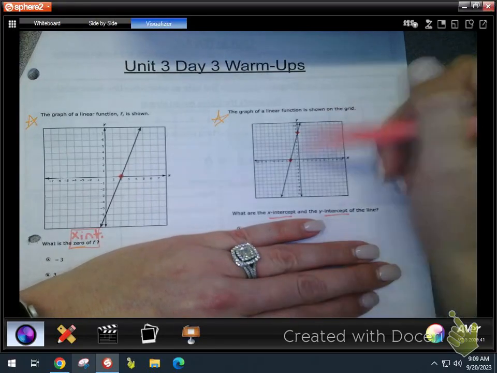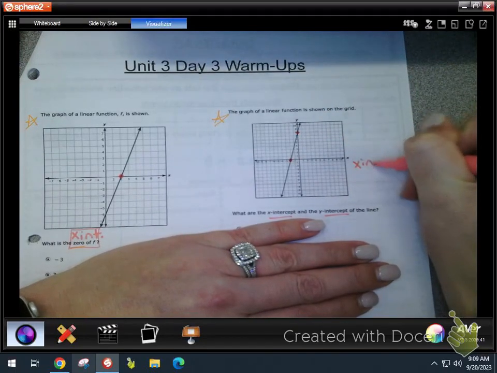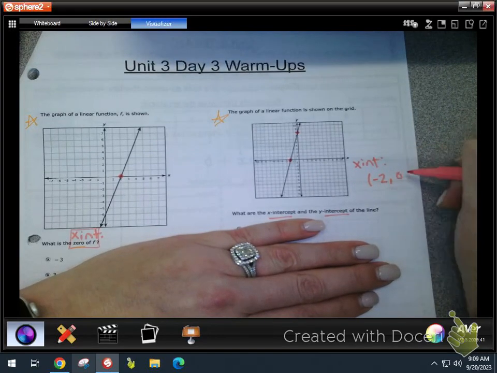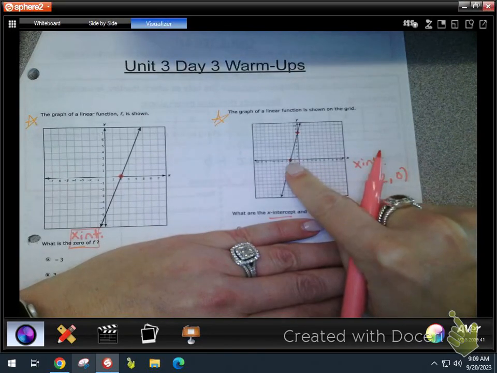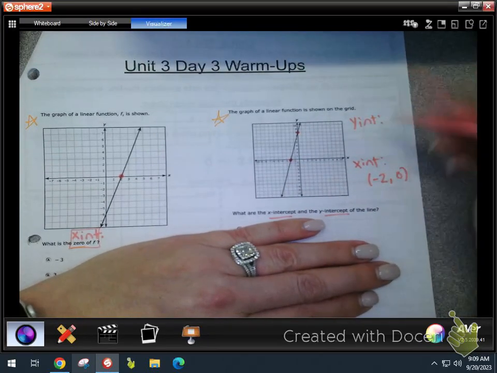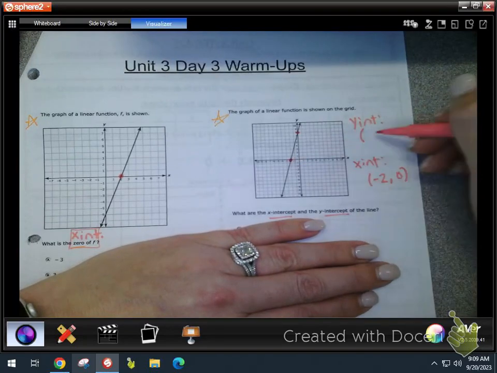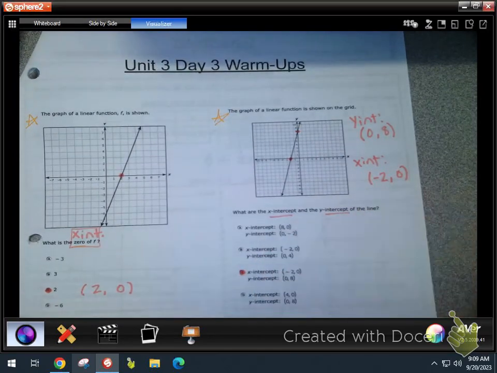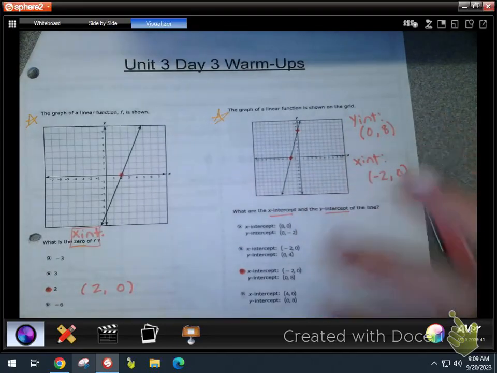Okay? So what is my x-intercept? Ordered pair. (-2, 0). And then what was my y-intercept? X value is always 0. Y value is +8. And then I might say, okay, which answer choices match that? Which one does? C. Is it? Yeah, C. Right there. But do you see how tricky they made those points?